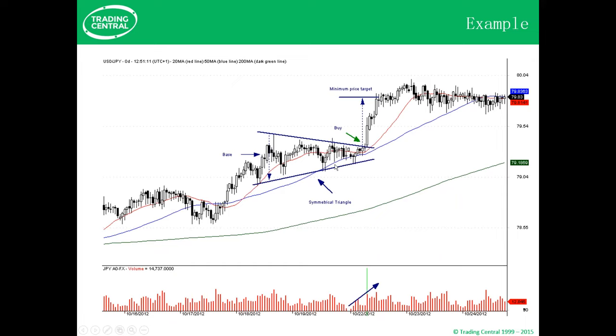For setting the price target, we can consider the high point of the triangle projected to the base, and so the minimum price target will be set around here.